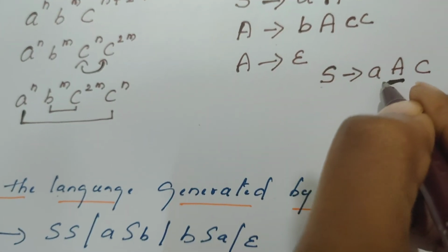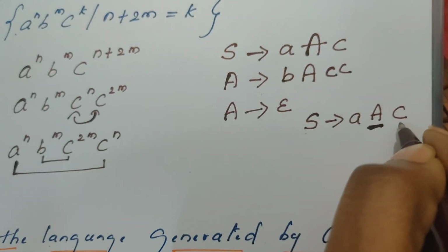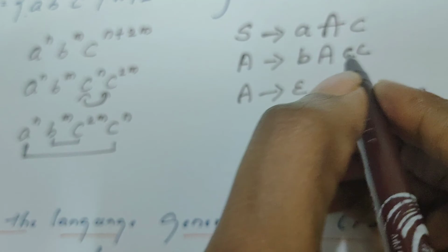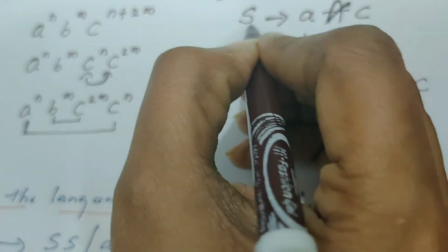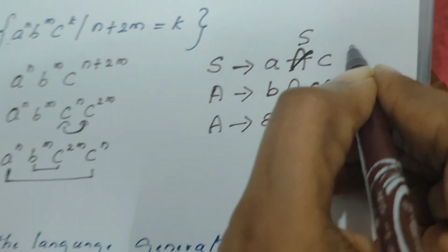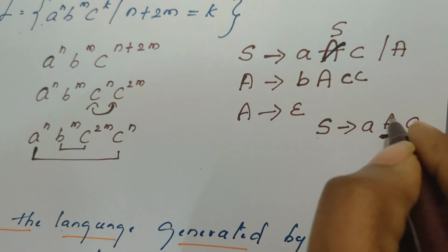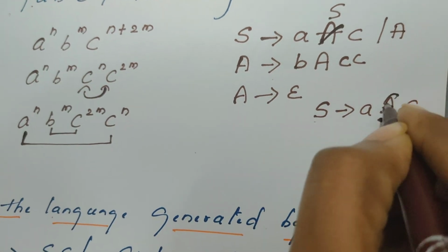But I may have two A's and two C's, or I may have three A's and three C's, or four A's and four C's. To facilitate that, I have to use the same variable name here: A S C. At one point, this S must be replaced by A. Right? So now I replace this S by A.